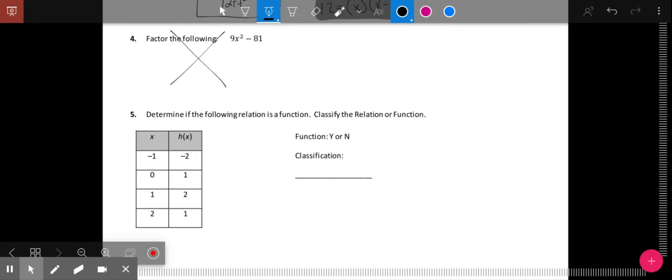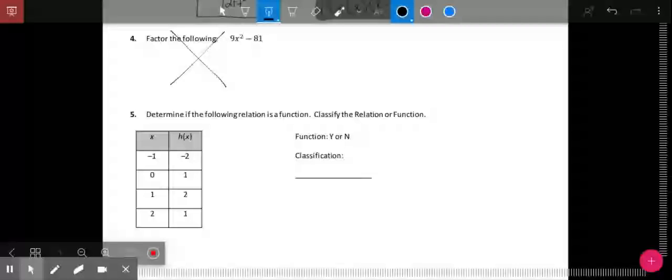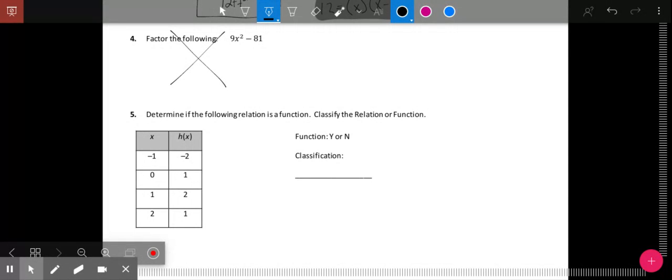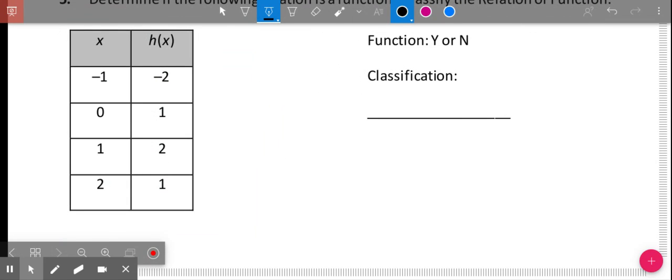All right, and then number 5, determine if the following relation is a function, and then classify the relation or function. Looking at this, we first need to determine if it's a function. I have negative 1 goes to negative 2, 0 goes to 1, 1 goes to 2, and 2 goes to 1. Since all of my inputs go to exactly one output, yes, this is a function.